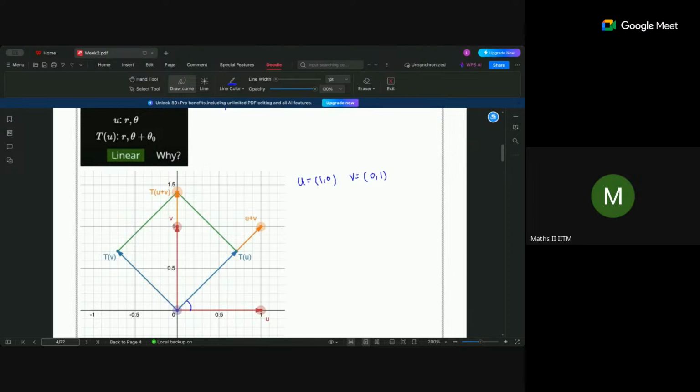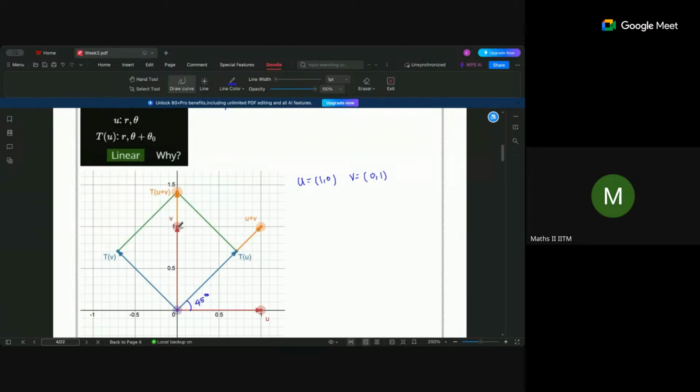I did not hear you properly. Someone answered something. 45 degree. Yes, correct. So I have just rotated, this is just for an example. You can rotate to any angle. So for example, I have rotated this vector to 45 degrees. Okay, so this is your T of u.